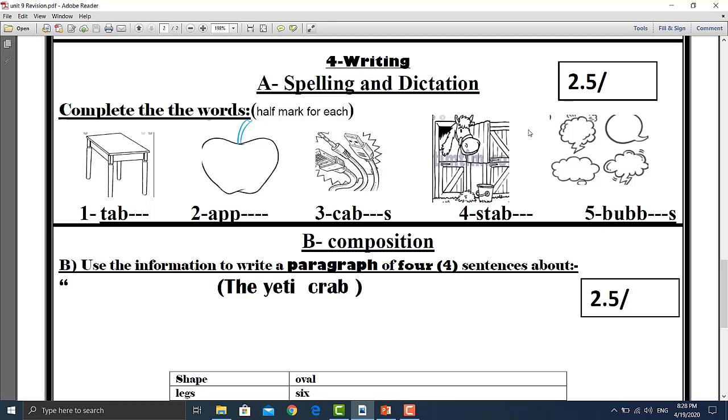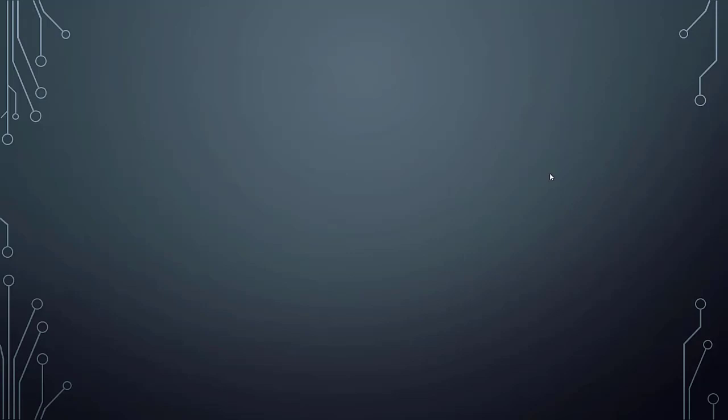Great, we studied words that end with L-E. So, table. Excellent, L-E. Table, L-E. Apple. Great, L-E. Cables. Great, L-E. Stable. L-E, excellent. Bubbles, L-E. Now to the last part in our revision, which will be the paragraph.